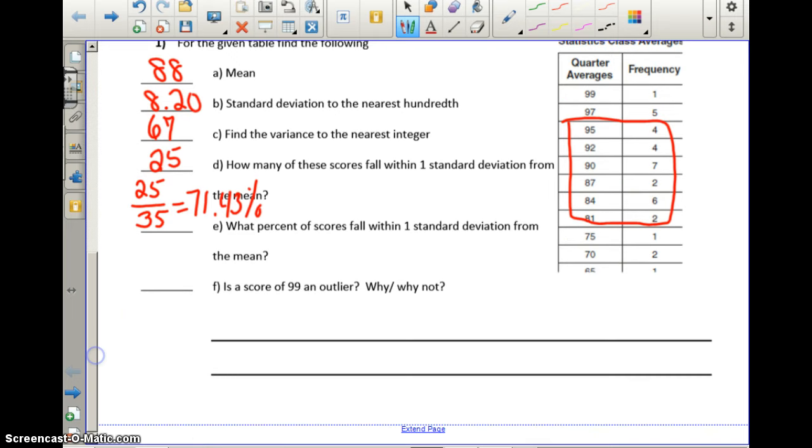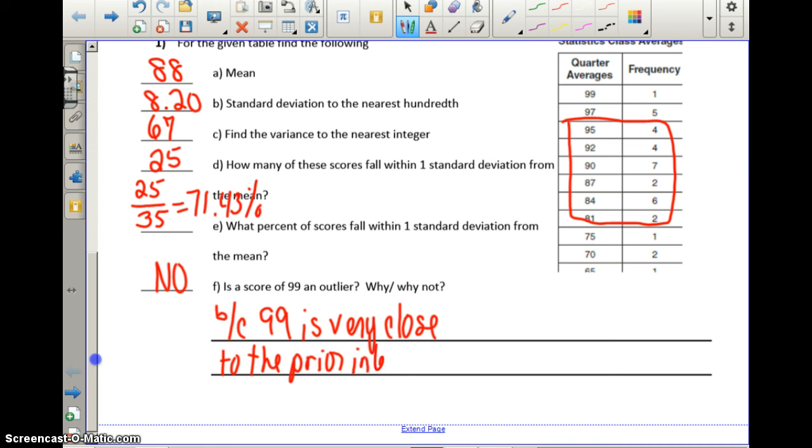Then, is 99 an outlier? If you recall, an outlier is a piece of information that is really far away from all the others, and it kind of throws your data off. So 99, no, is not an outlier, because 99 is very close to the prior interval. Now, if it was really far away, it would have been an outlier.